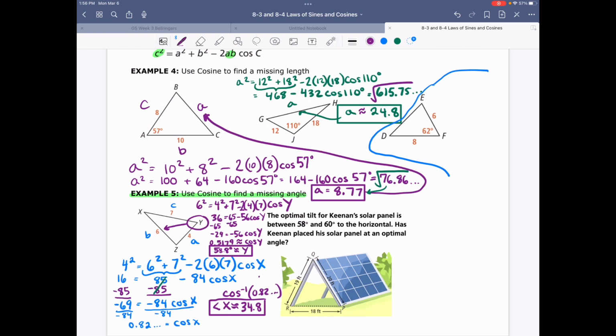All right. Now I have this degree and I have this degree. If I add those together, so 58.8 plus 34.8, I get 93.6, and then I subtract it from 180, I get 86.4 for my third angle. So that's x, y, and then z would equal 86.4 degrees. I'm sorry, I should have left more space to figure this out.